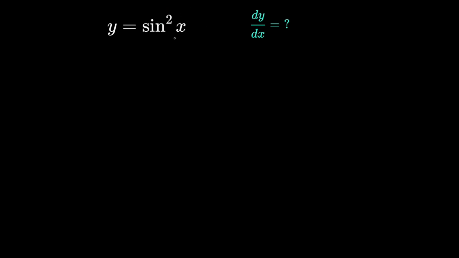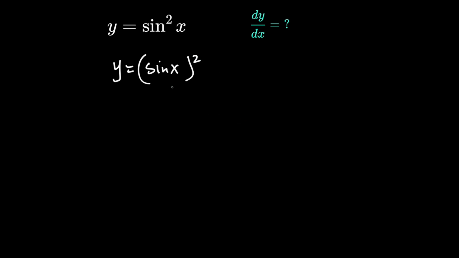So if you want to differentiate a function with a power, all you have to do is rewrite it in a way that will be pretty easy to differentiate. So instead of keeping it this way, I'm going to write it as y is equal to (sine x) all to the power 2, and they are the same.